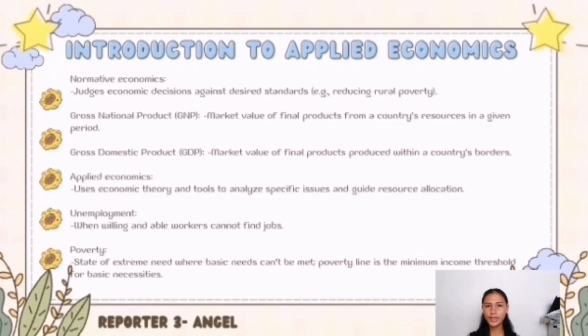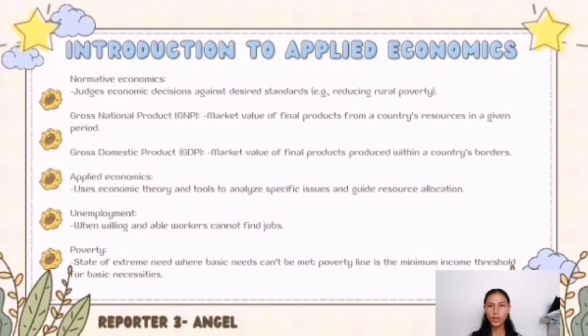Next, applied economics uses economic theory and tools to analyze specific issues and guide resource allocation. Applied economics uses economic ideas like supply and demand or how inflation works. It uses economic ideas in the real world. In simple terms, these are practical solutions, like knowing how supply and demand work, and then what we should do about inflation or the high prices of some things like gas prices.